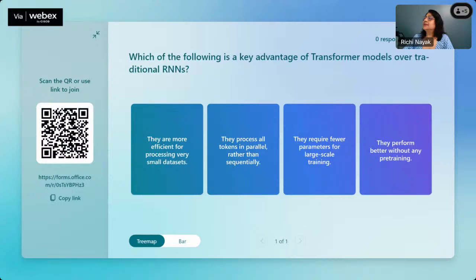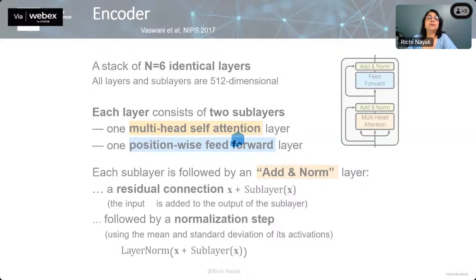Time for the quiz. Yep, the answer is B. As we saw, they are processing in parallel rather than sequentially.